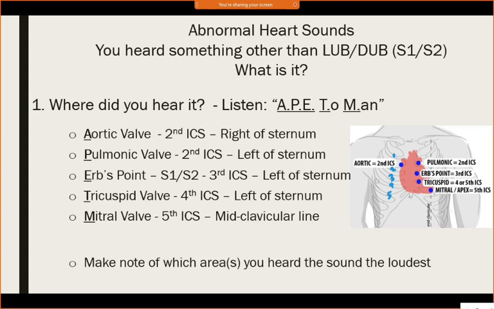It's systematic. Listening to heart sounds, we start at the second intercostal space right of the sternum, then we move to the left of the sternum on the second, and then we move down one to the third, then to the fourth, and then to the fifth. That's A, P, E, T, M. It stands for aortic, pulmonic, Erb's point, tricuspid, and mitral. That's really important, and we'll put this all together, and I'll show you how I'm going to quiz it.